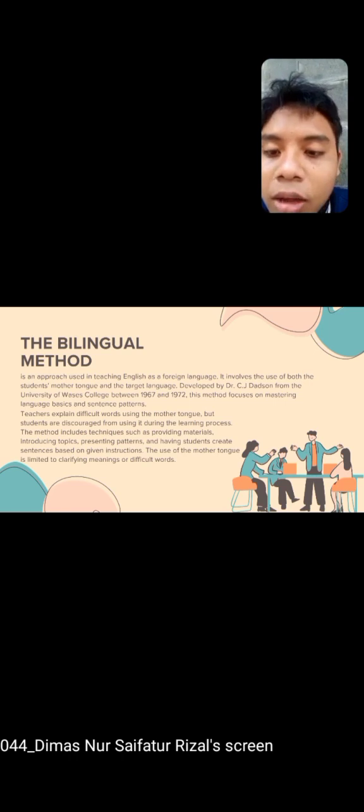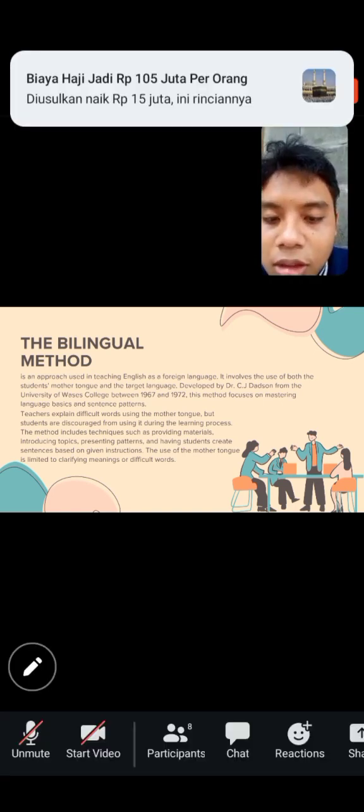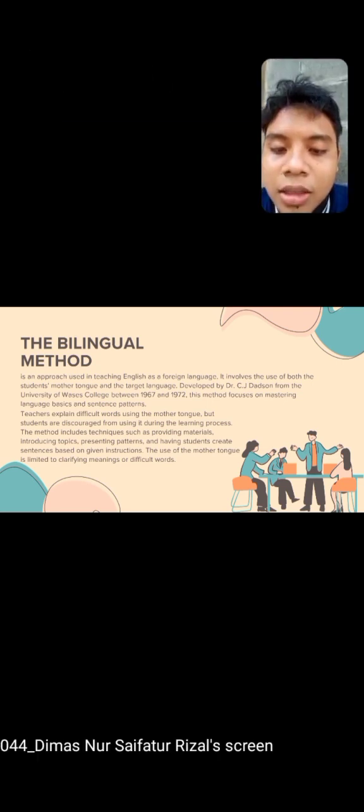Developed by Dr. C.G. Dadson from the University of Worcester College between 1967 and 1972. This method focuses on mastering language basics and sentence patterns. Teachers explain difficult words using the mother tongue, but students are discouraged from using it during the learning process. The method includes techniques such as providing materials, introducing topics, presenting, and having students create sentences based on given instruction.